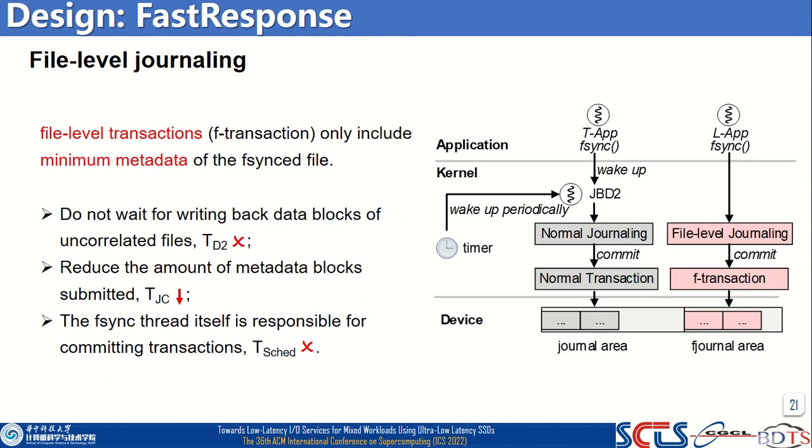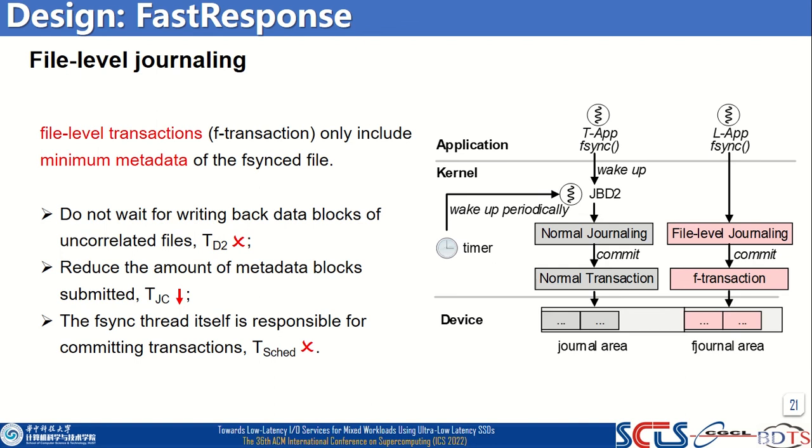Now let's discuss the transaction commit. The figure shows how different transactions commit in the file system. When a latency-sensitive process calls fsync, we provide file-level journaling and commit a file-level transaction to the fjournal area. We don't change the normal transaction in the default file system. The file-level transaction only includes the minimum metadata of the fsync file, which is the minimum information for the crash recovery. Owing to the file-level journaling, the latency of fsync can be reduced in three ways.